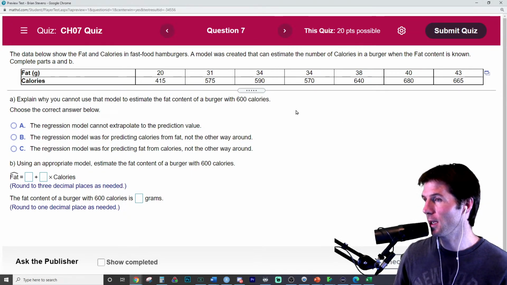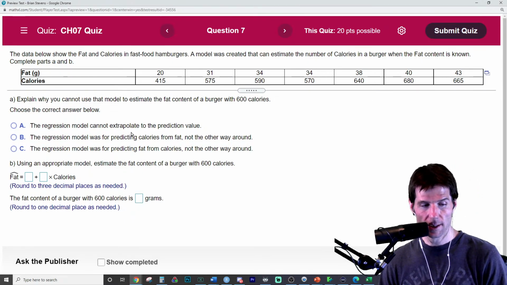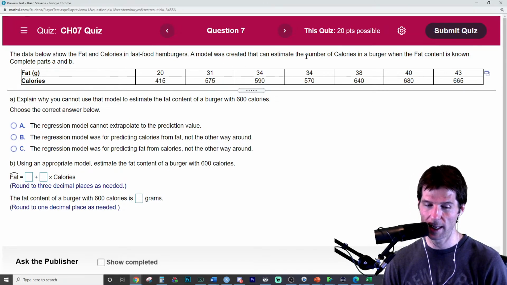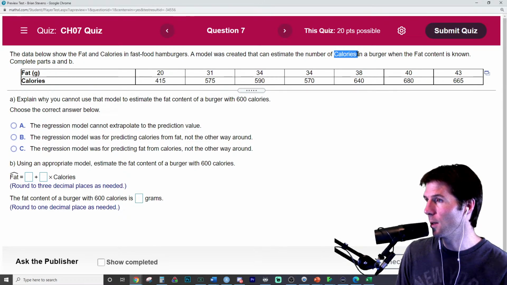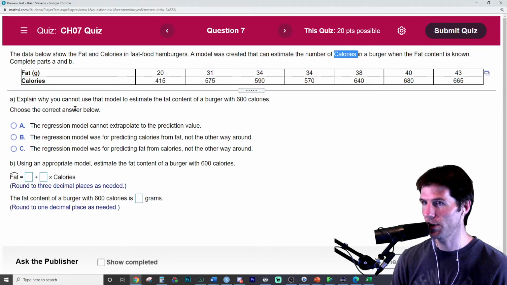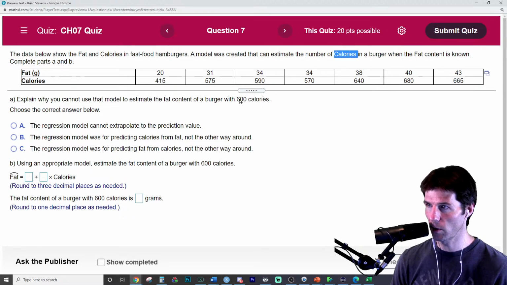So here we go. We've got fat for a burger and how many calories a burger has. And right now, there's a bit of an issue. It says the data below shows the fat and calories in fast food burgers. A model was created to estimate the number of calories. That makes that the Y, because that's what we're trying to explain in a burger when the fat content is known. So if we know the fat, we can estimate the calories. Explain why you cannot use that model to estimate the fat content in a burger with 600 calories.